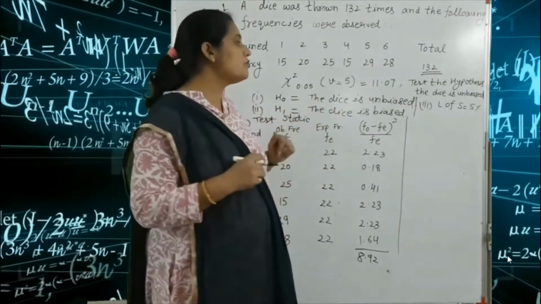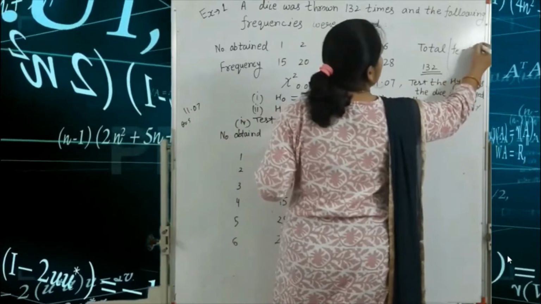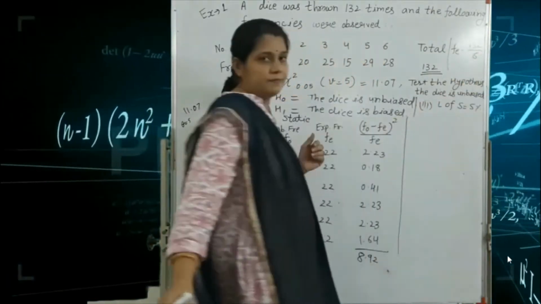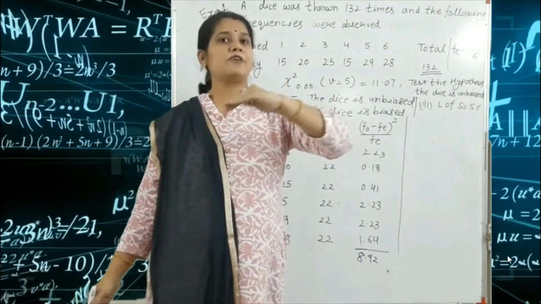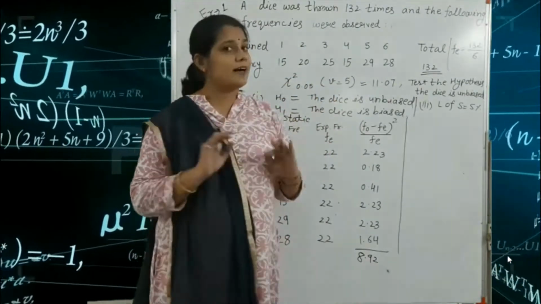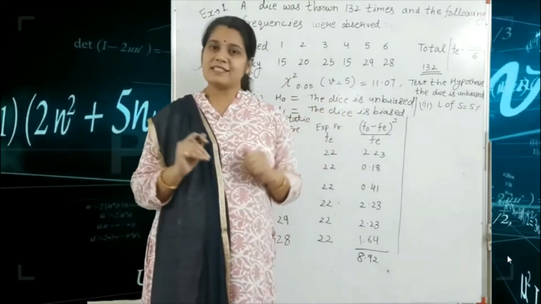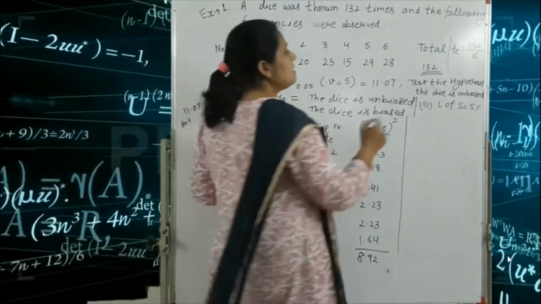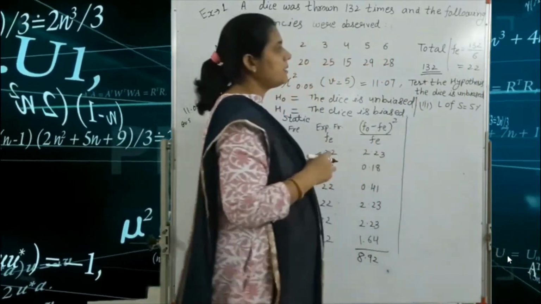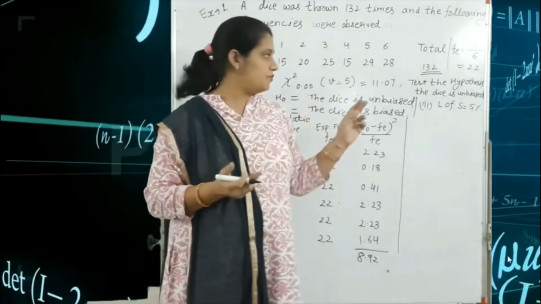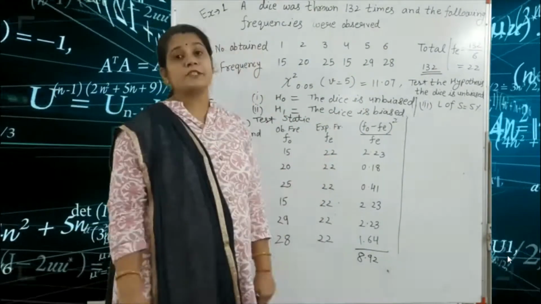So for the expected frequency, we write here: the expected frequency is 132 divided by 6. Got it? Because here we are getting 1, 2, 3, 4, 5, 6, and if a dice is unbiased, all the frequencies are equal. So Fe is equal to 132 divided by 6, so we write here 22. The expected frequency is 22.